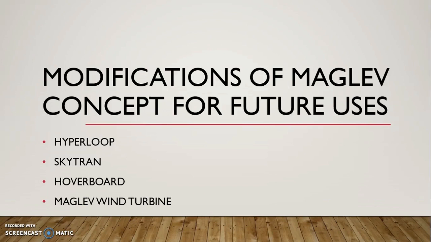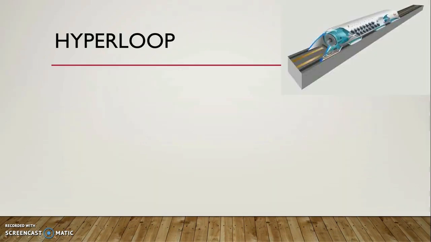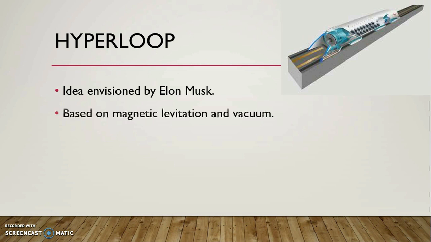Besides maglev trains, there have been many modifications to the maglev concept in order to improve our facilities for a better and advanced future. Some examples are the Hyperloop, the Skytrain, the hoverboard, and the maglev wind turbine. First of all, we have the Hyperloop. This idea was envisioned by Elon Musk, who is the founder of SpaceX. The Hyperloop is based on the theory of magnetic levitation and vacuum.